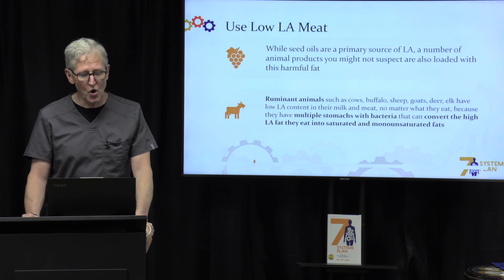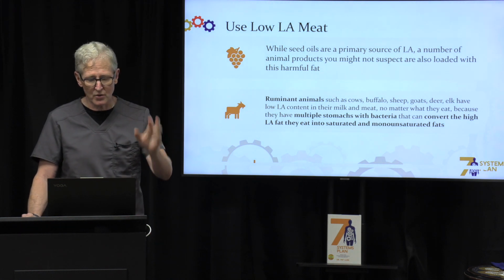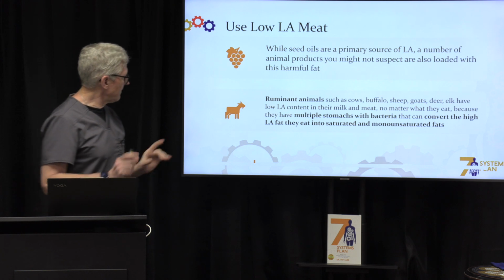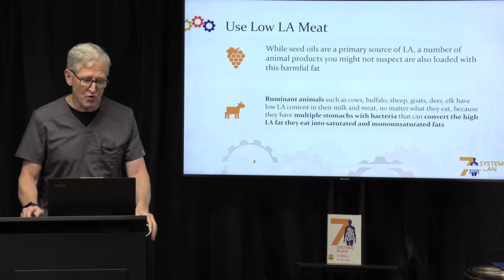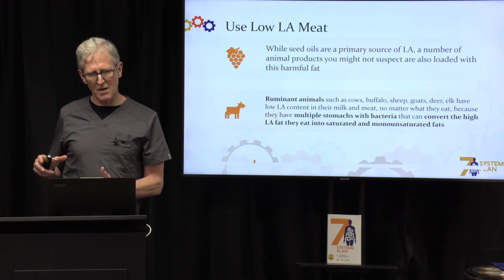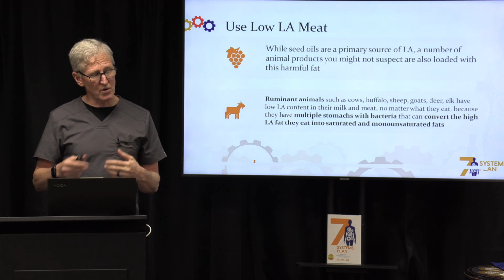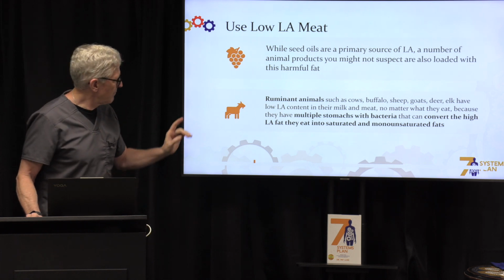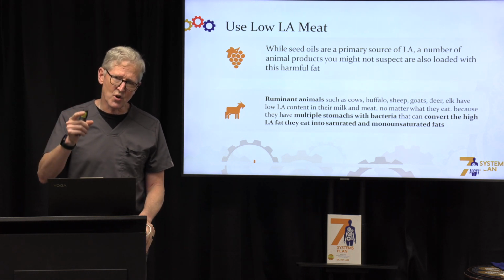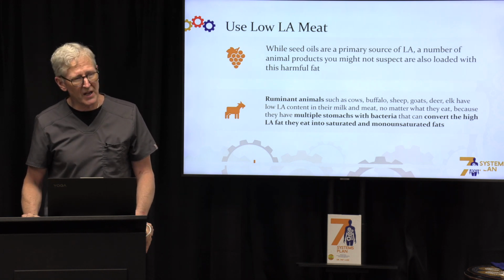I want you to use low LA meat. So seed and vegetable oils are the primary source, but animal products can be loaded with this harmful fat. Now, fortunately, some animals are ruminant animals. What's that mean? It means they have a multi-compartment stomach. So they eat the food and then they frequently belch it up and chew on it some more. And they have bacteria in these multiple stomachs that is actually able to convert bad LA fat into healthier saturated and monosaturated fats.